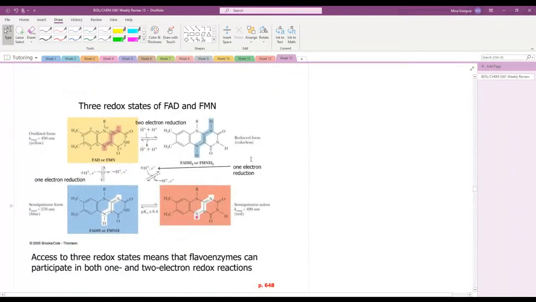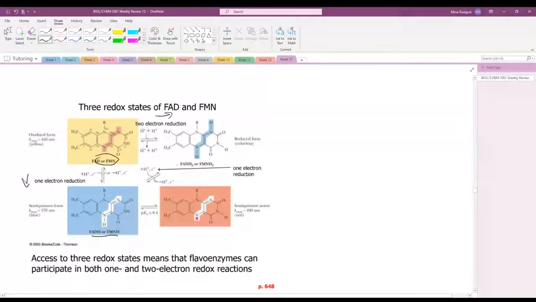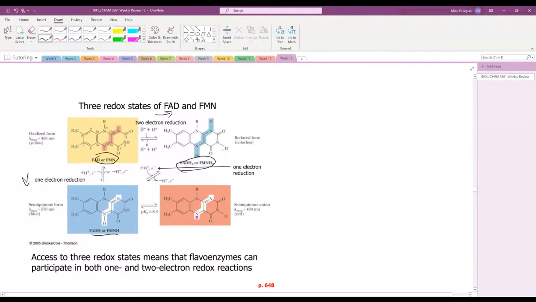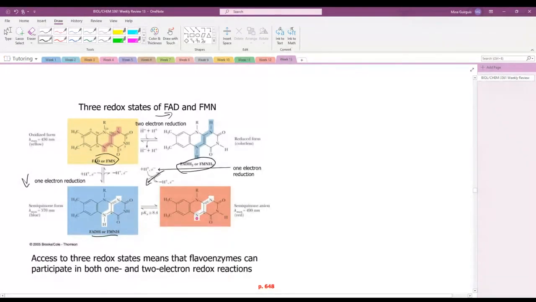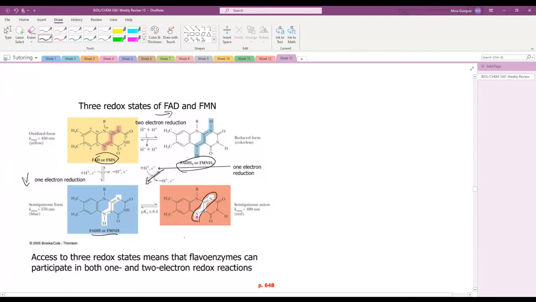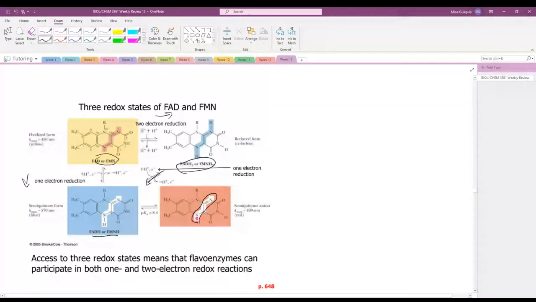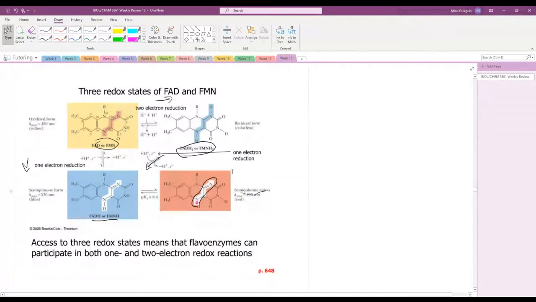So the three redox states, they each have three. They can participate in one electron transfers or two electron transfers, okay? That's what we see here from FAD or FMN in this top corner. You can do one electron transfer to FADH, two electron transfer to FADH2, and then you can also go backwards. So this diagonal is a one electron reduction. And finally, we can lose another hydrogen and give us this semiquinone anion, which is going to come up in the TCA cycle. Okay, all right.